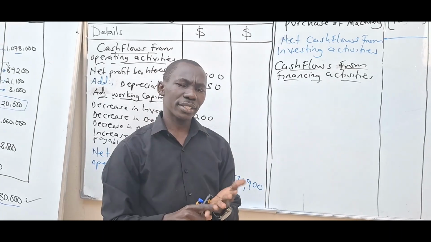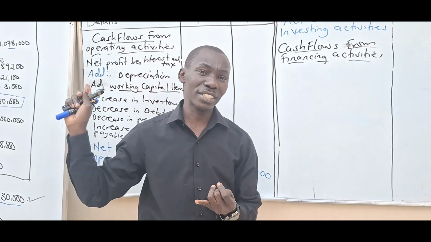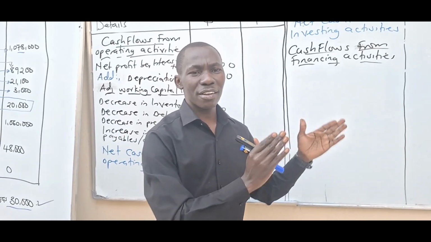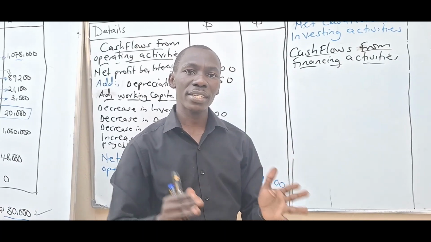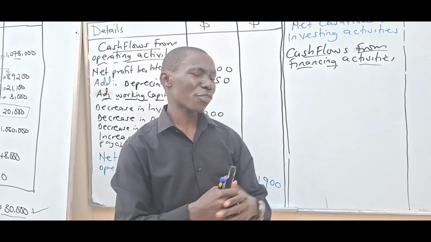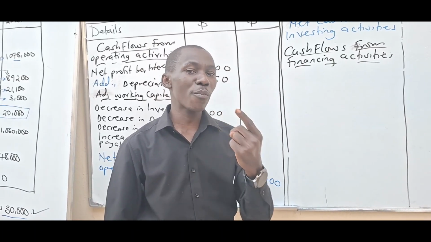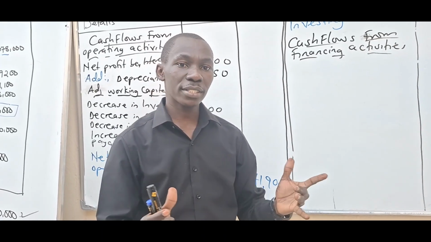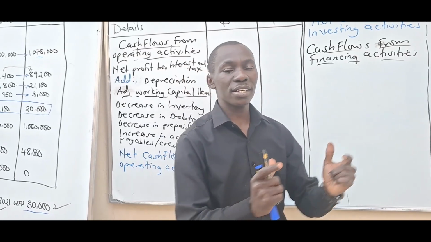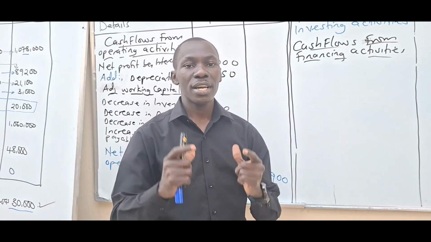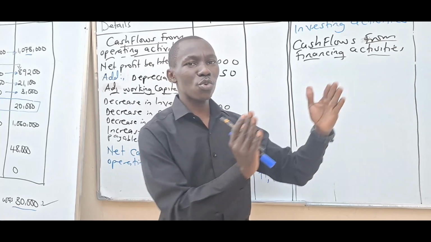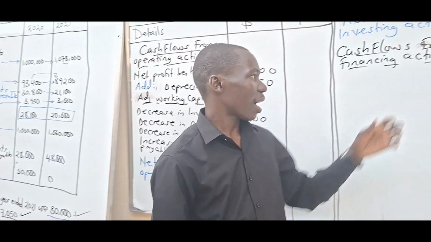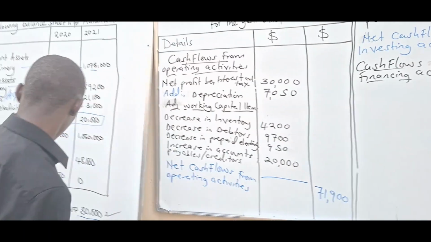Let me start with operating activities. I said you look at net profit before interest and tax, adjust with working capital. When you go to investing activities, you only look at non-current assets. But now for cash flow from financing activity, only two elements of the balance sheet have not been handled yet. That is the equity part, or components of equity, and the longer term liability or non-current liability. Meaning I look at the share capital, then I go to longer term liability, and I finalize my financing.